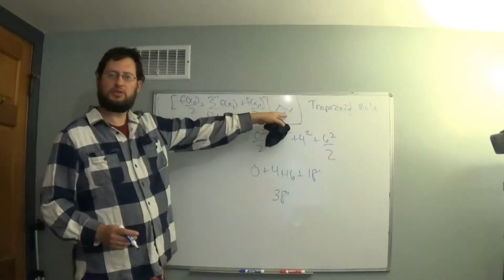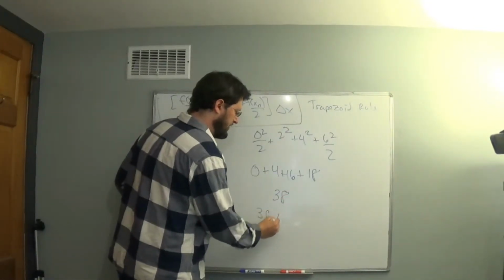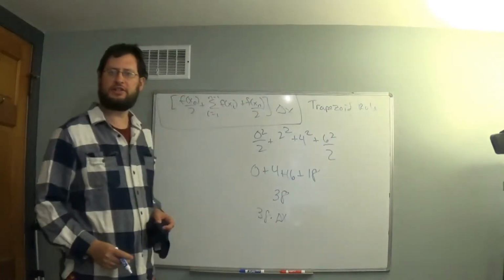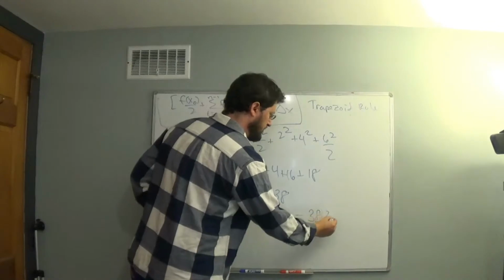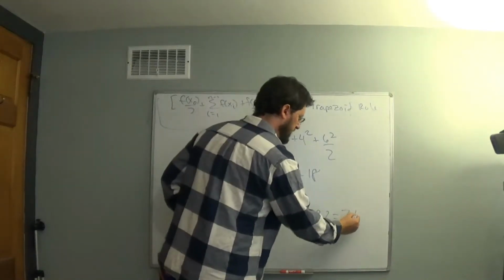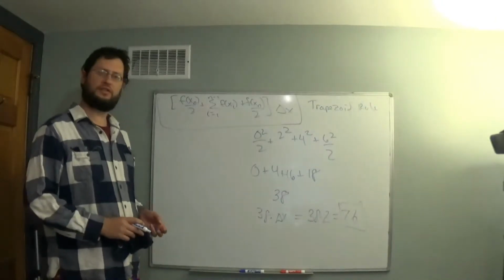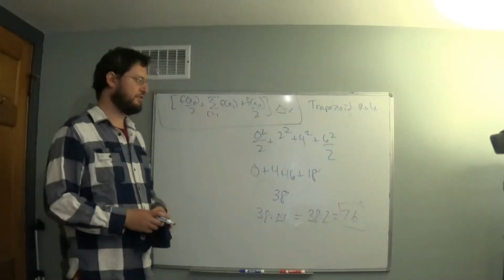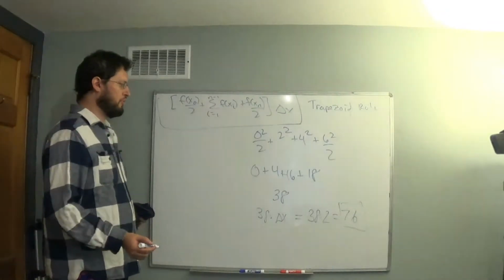We also need to multiply by delta x. So then we need 38 times delta x. But delta x was 2. So that's 38 times 2, which is 76. And that is our estimate for the area under the curve, from 0 to 6 for the function f of x equals x squared, using the trapezoid rule.